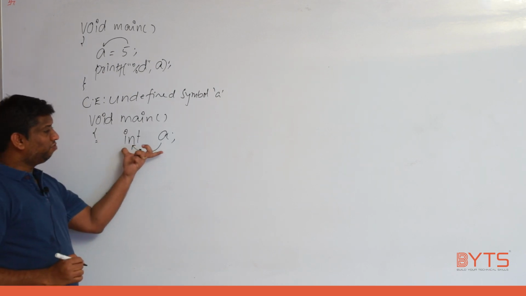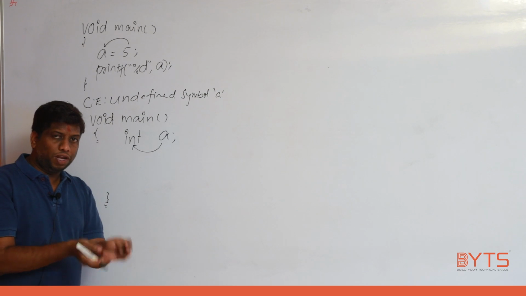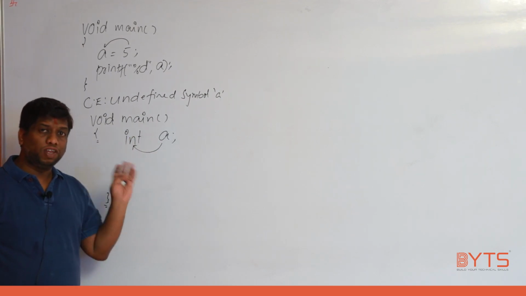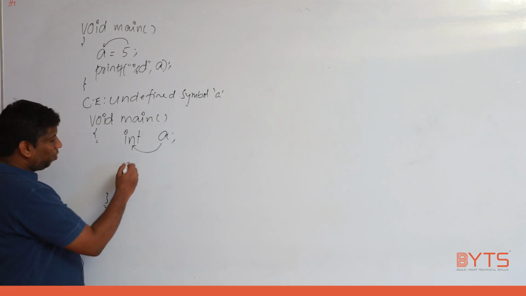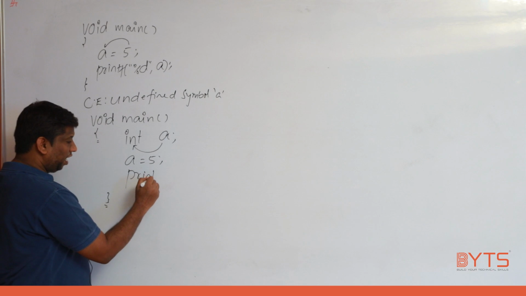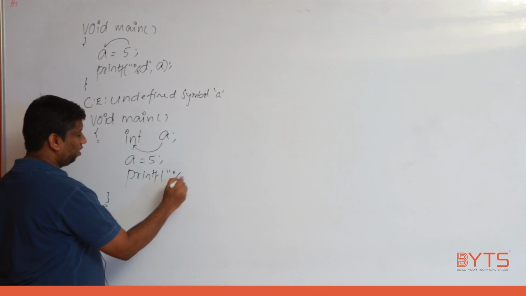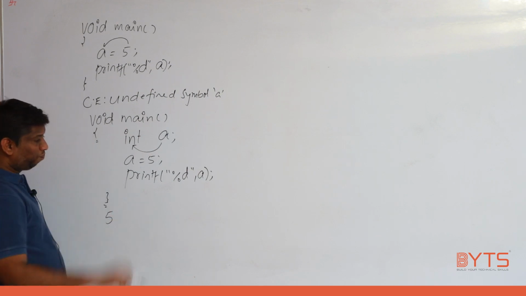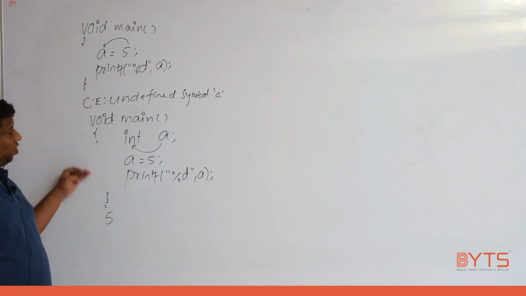What is the meaning of this statement? We are informing the compiler a is a variable of integer type. Allow me to use a variable in the function. Now I am writing a is equal to 5. The compiler knows a. printf percentile d comma a. So now what is the answer we are going to get? 5.